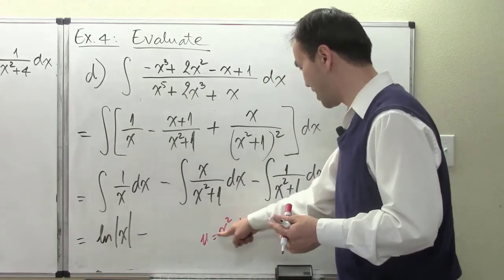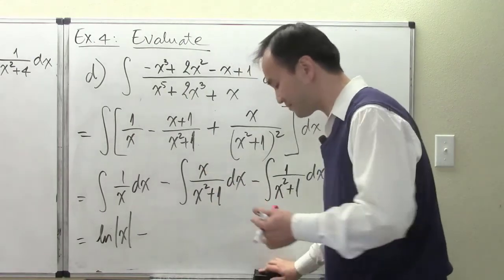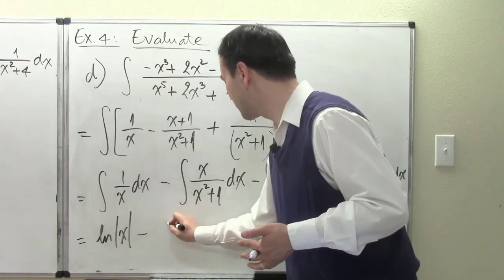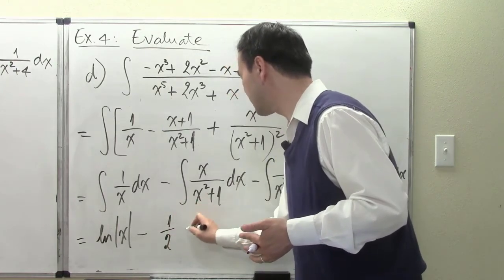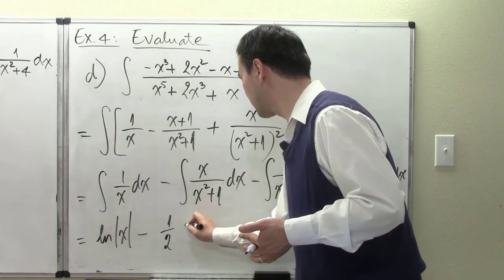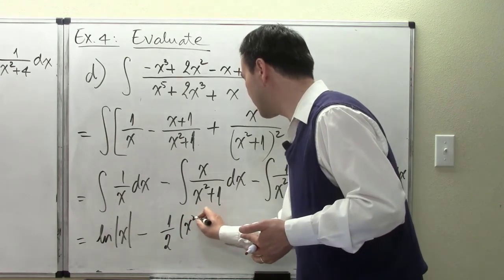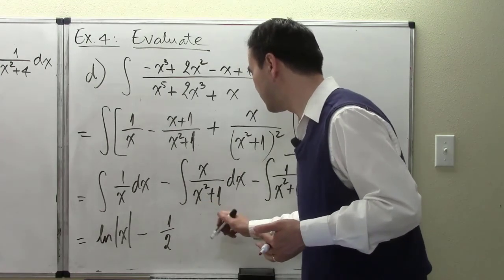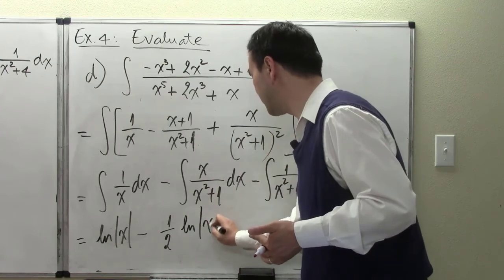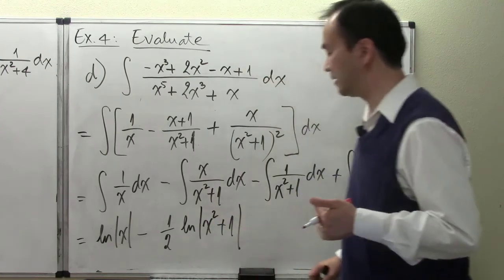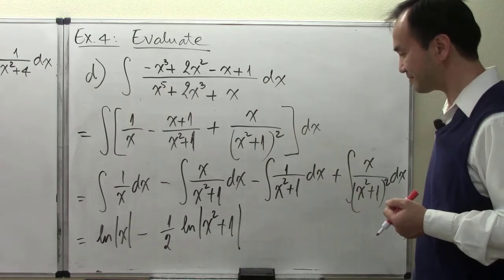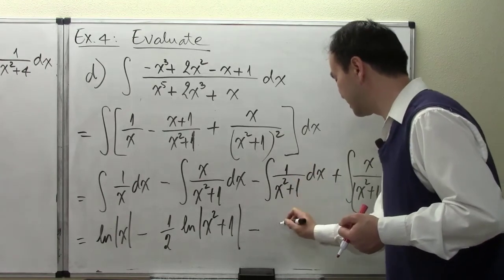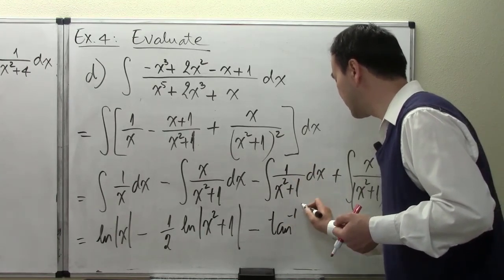And in that way, this integral would become minus 1/2 natural log of x squared plus 1. Okay, that's what it is. And then this term right here is simply the inverse tangent of x.